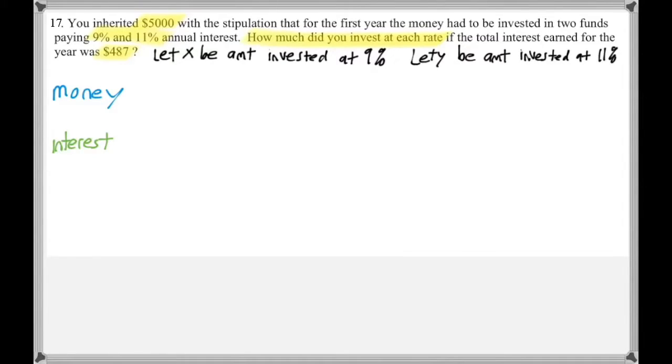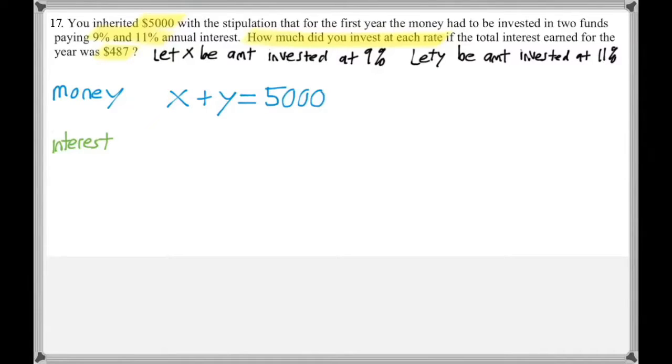So my money. Well, I know I have X amount invested at 9%, and I know I have Y amount invested at 11%. I don't know how much, but I know together they have to equal $5,000 because we're only given $5,000. So whatever X and Y are, if I add them together, I know it has to equal 5,000.